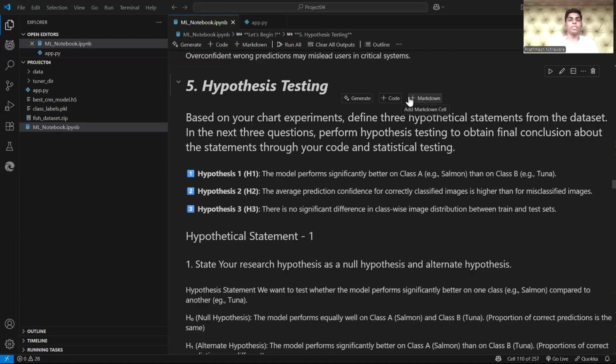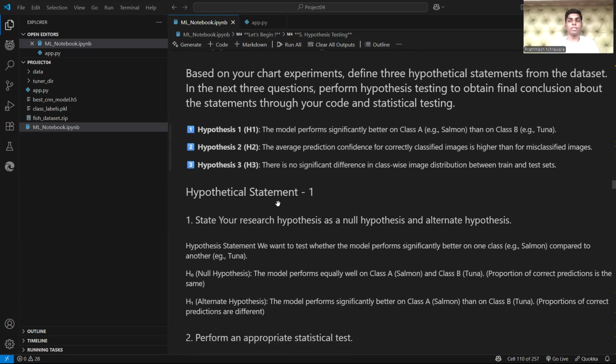The next is hypothesis testing. Based on the chart experiments, I defined three hypotheses. The first one is whether the model performs significantly better on class A than on class B. The second is whether the average prediction confidence for correctly classified images is higher than for misclassified images. Third is there is no significant difference in the class-wise image distribution between train and test set.